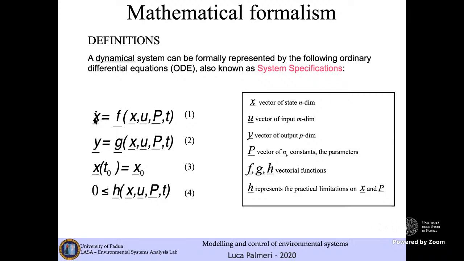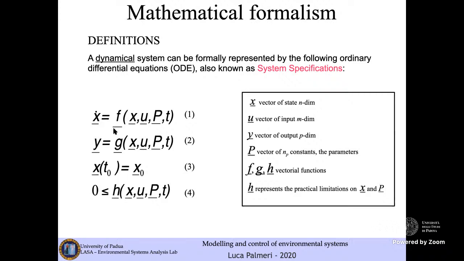So I'm talking here about a vector of state of a system that is an n-dimensional vector. It is a vector because I have an underline sign, and it is the first order derivative in time because I have a dot over it. So this means that the first order derivative of a vector of state variables, let's assume an n-dimensional vector, is made equal to a vectorial function f, that is function of the vector of state variables, the vector of inputs u, the vector of parameters p, and time.